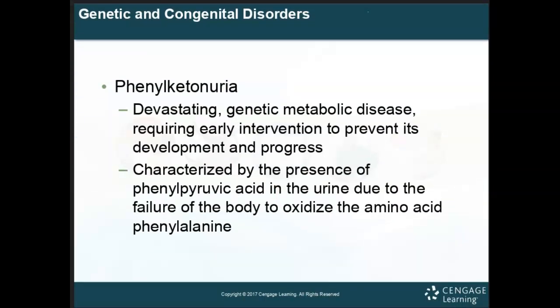Phenylketonuria. Phenylketonuria is devastating. It's a genetic metabolic disease requiring early intervention to prevent its development and progress. It is characterized by the presence of phenylpyruvic acid in the urine due to the failure of the body to oxidize the amino acid phenylalanine.